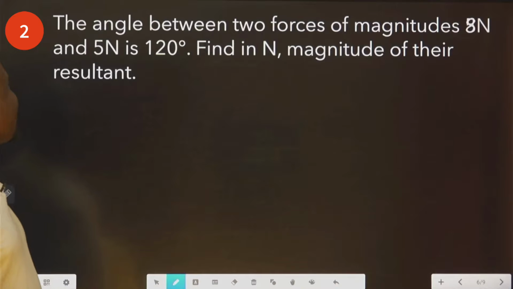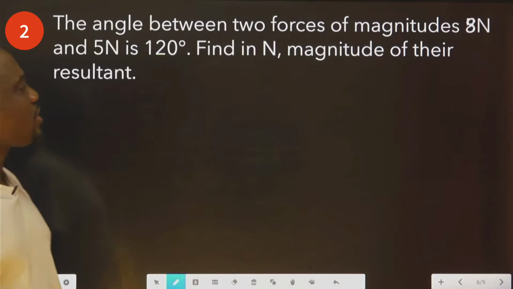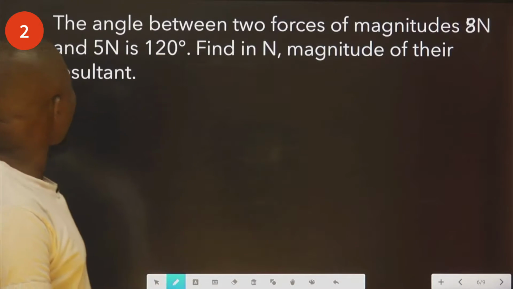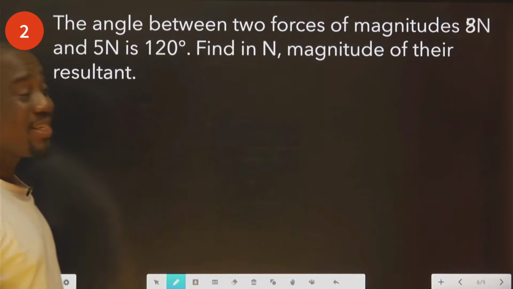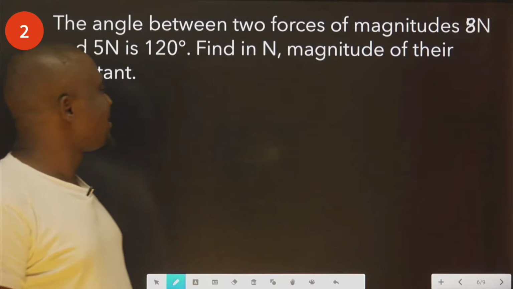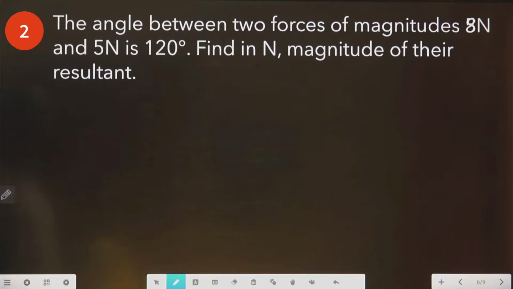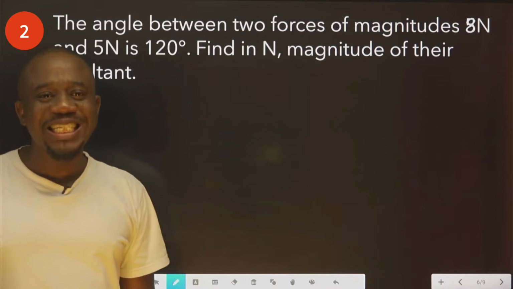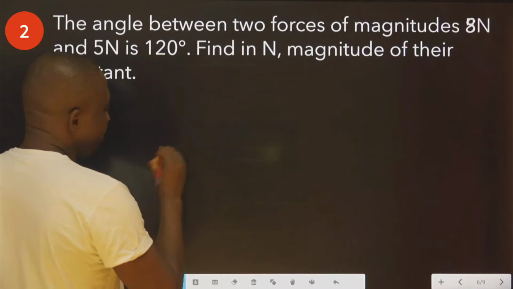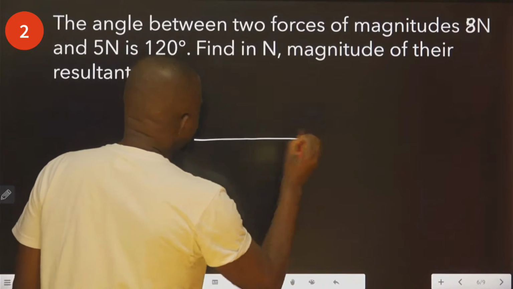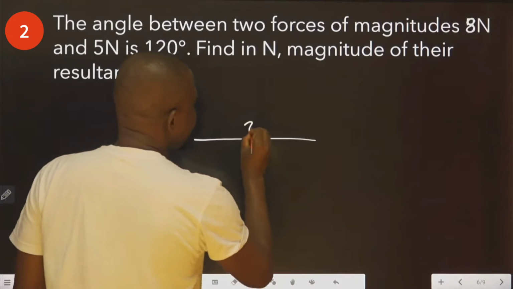Let's look at the next one. It says the angle between two forces of magnitude 8 newtons and 5 newtons is 120 degrees. Find the magnitude of their resultant. Okay, the magnitude of what? Their resultant. Just simply draw a line for the first one. Say this is 8 Newton.